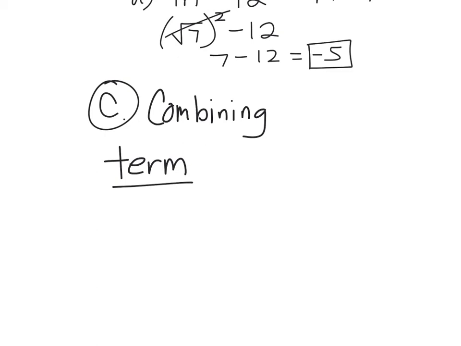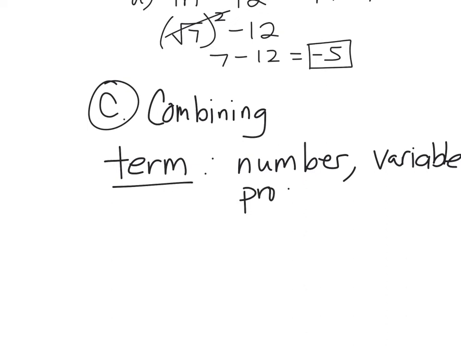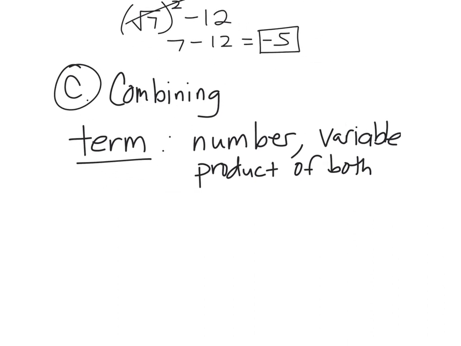I'll say term sometimes. A term is simply either a number, a variable, or the product of both. Product means multiply. So that's what a term is. And then I'll show you an example of it in just a minute.